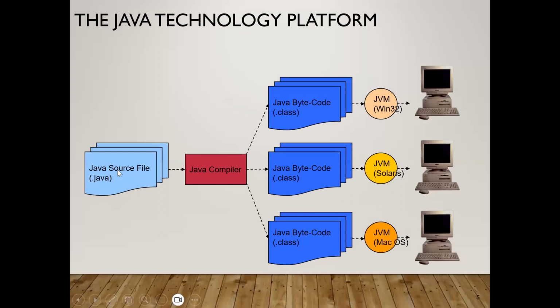Because in Java, when you compile a Java source file, it doesn't directly get converted into machine level code. It gets converted into some intermediate code called bytecode. Okay, so that .class file has that bytecode. Bytecode is somewhere between source code and machine level code. It is somewhere between that. Okay, this bytecode is portable.